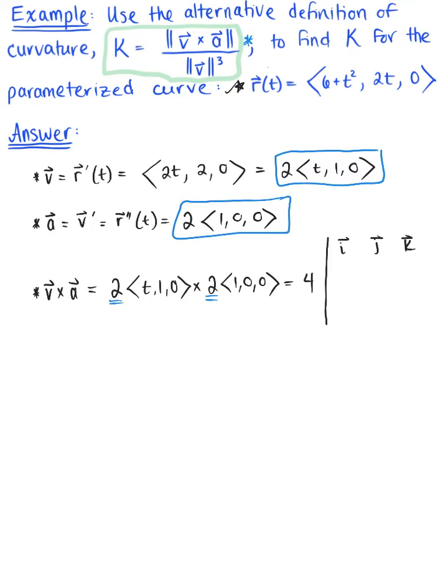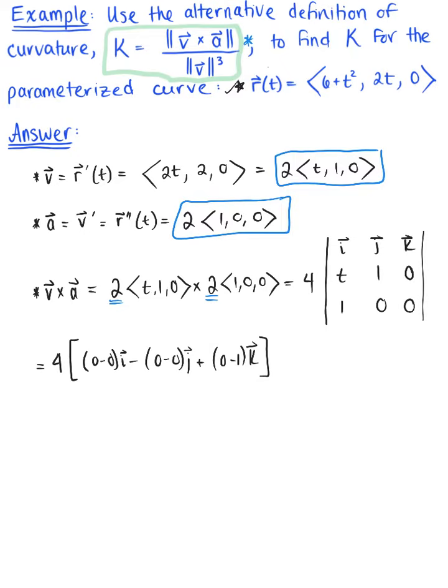So the first row is i hat, j hat, k hat. The second row is t, 1, 0. And our third row is 1, 0, 0. Again, just be mindful keeping that scalar multiple of 4 on the outside of the cross product. By definition, we have 0 minus 0 i hat minus 0 minus 0 j hat plus 0 minus 1 k hat. So the cross product is defined by the vector 4 times 0, 0, minus 1.